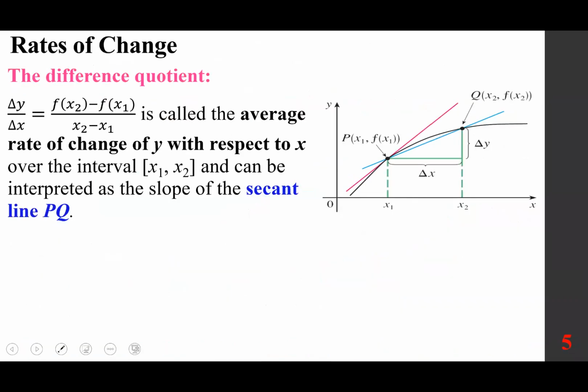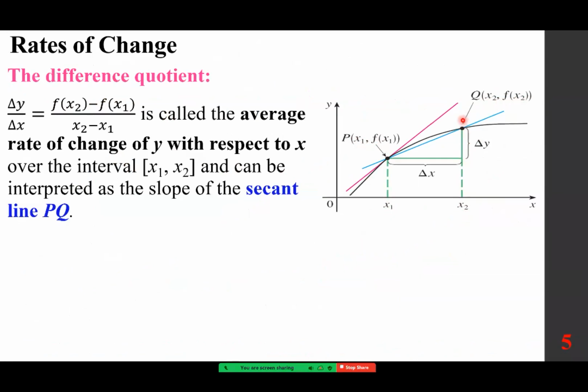The difference quotient. As I mentioned, everything that we saw in the previous page is really known as a difference quotient, rise over run. Delta y over delta x, or f of x2 minus f of x1 over x2 minus x1. That's another way to approach it. Call this x1. So this has coordinates x1 and f of x1. Call this x2. This has coordinates x2 and f of x2.